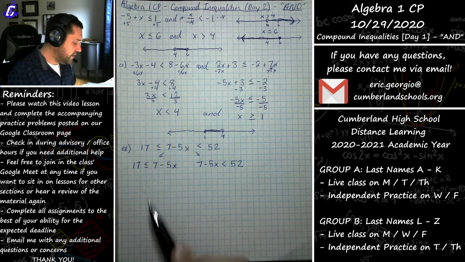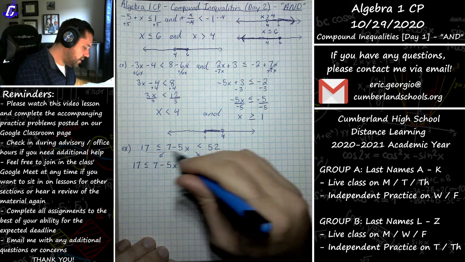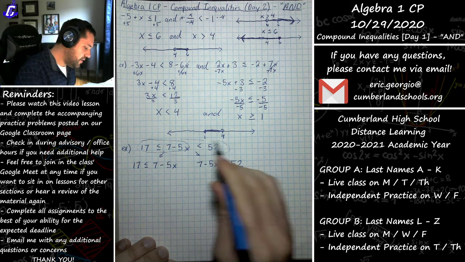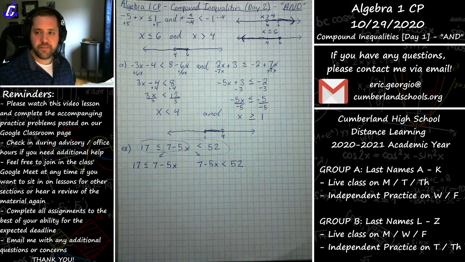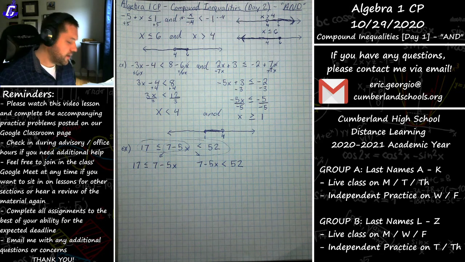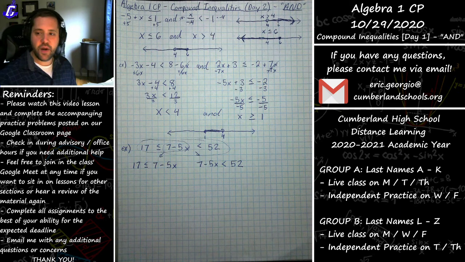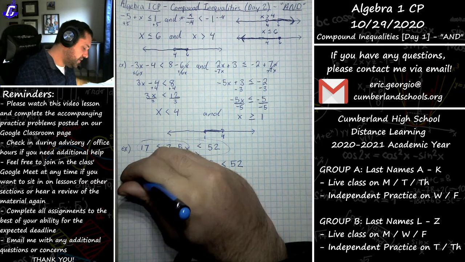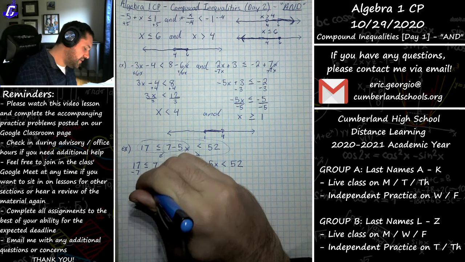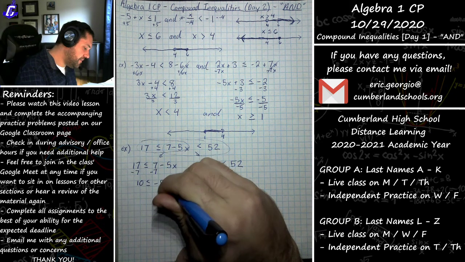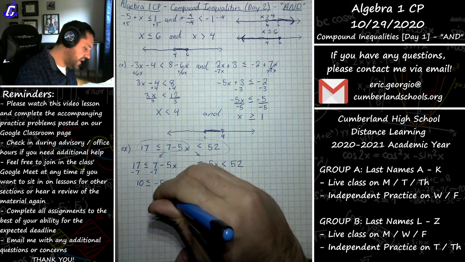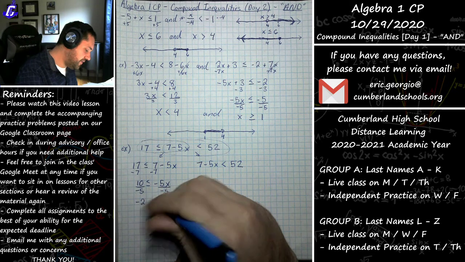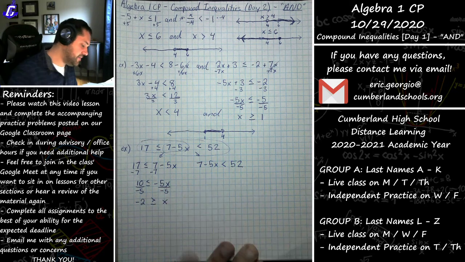Do you see that? This first piece is like breaking apart this section, and this second piece is grouping together this second section. All right. Now, just like before, we can go ahead and solve each one separately. I would subtract 7 from both sides, giving me 10 is less than or equal to negative 5x. Divide both sides by negative 5, and notice we're dividing by a negative. That inequality is going to flip to be negative 2 is greater than or equal to x.